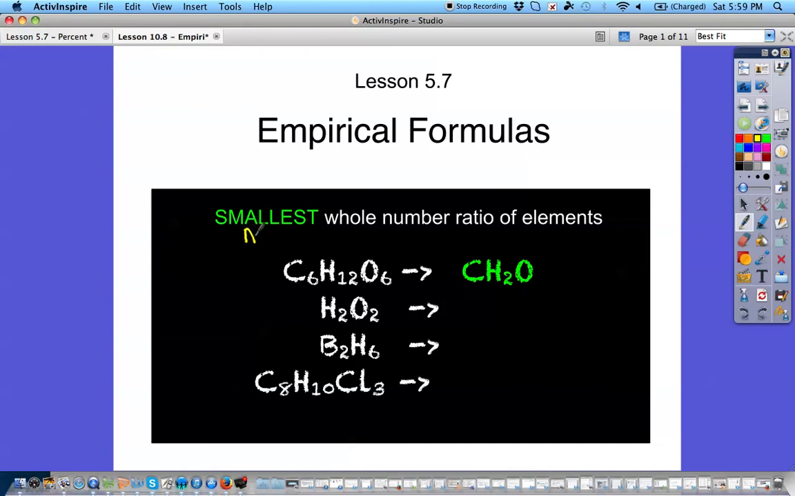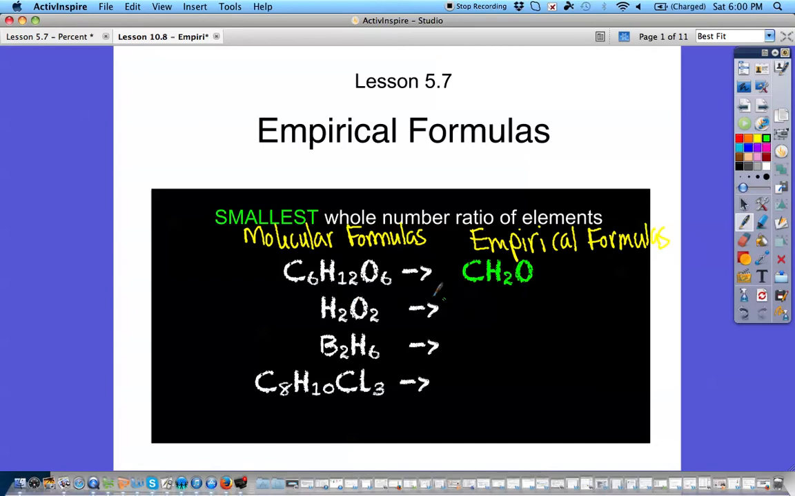Molecular formula, and we'll talk more about those in the next lesson. And then on the right is where the empirical formulas are. So it's the smallest whole number ratio. And so we have C6H12O6. And I went ahead and simplified this first one for you.